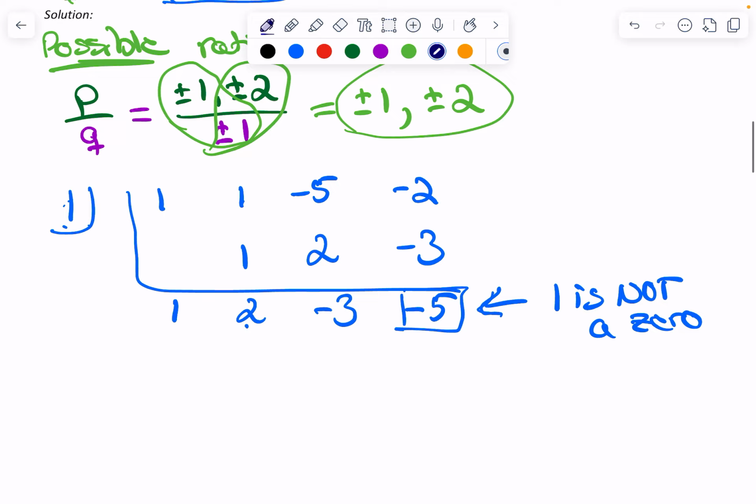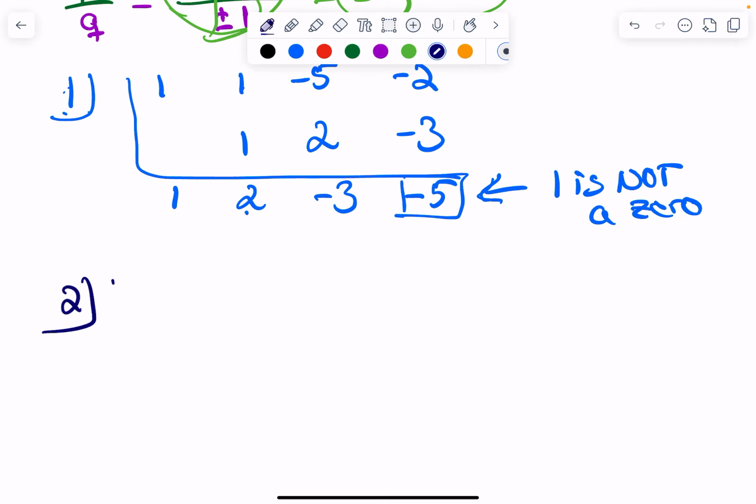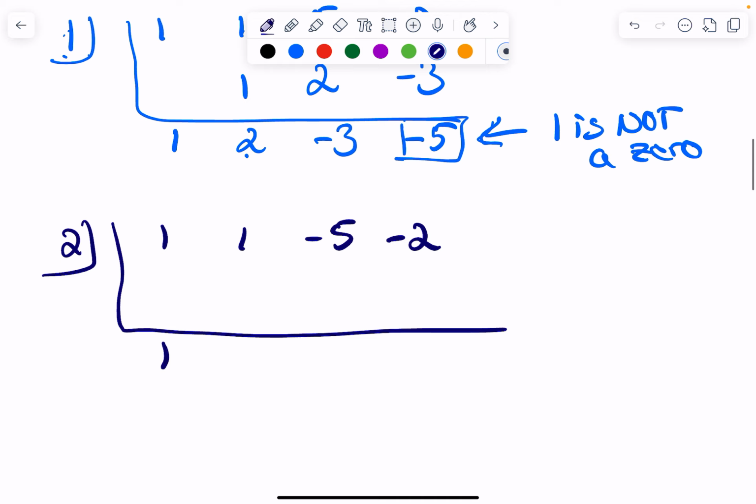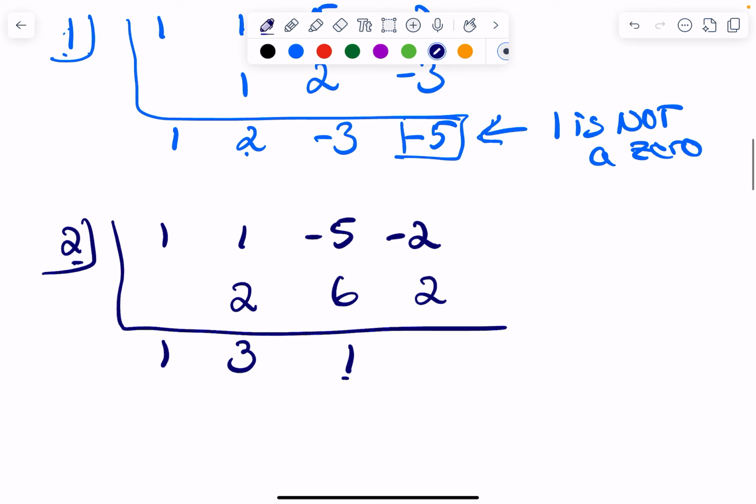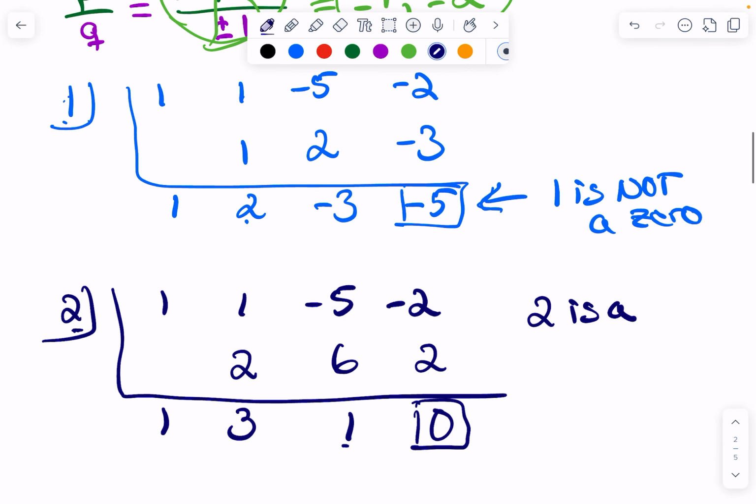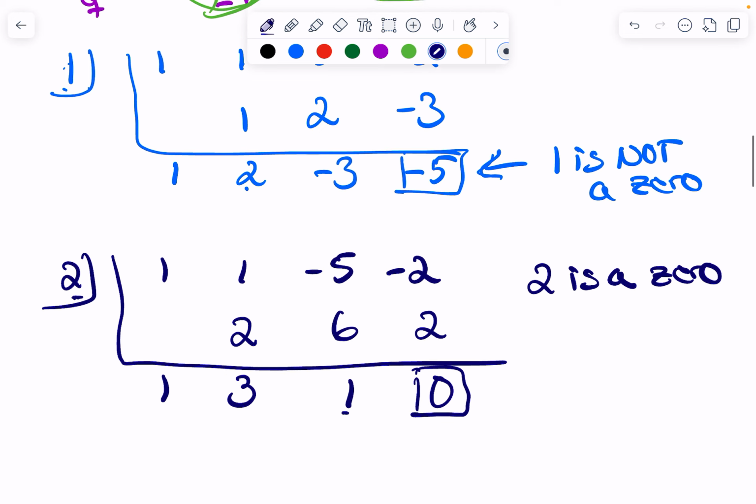Our polynomial function, the leading coefficients are obviously the same. And we're bringing the 1 down. 1 times 2 is 2. 1 plus 2 is 3. 3 times 2 is 6. Negative 5 plus 6 is 1. 1 times 2 is 2. Negative 2 plus 2 is a 0. Well, since our remainder now is a 0, we know that 2 is a zero. It is a solution of the function.